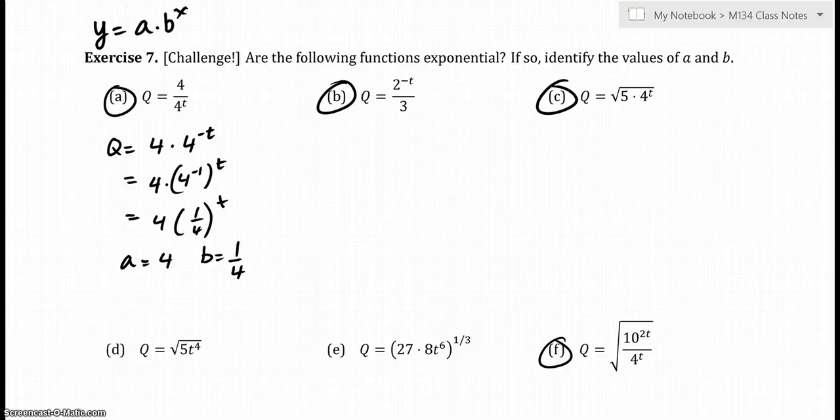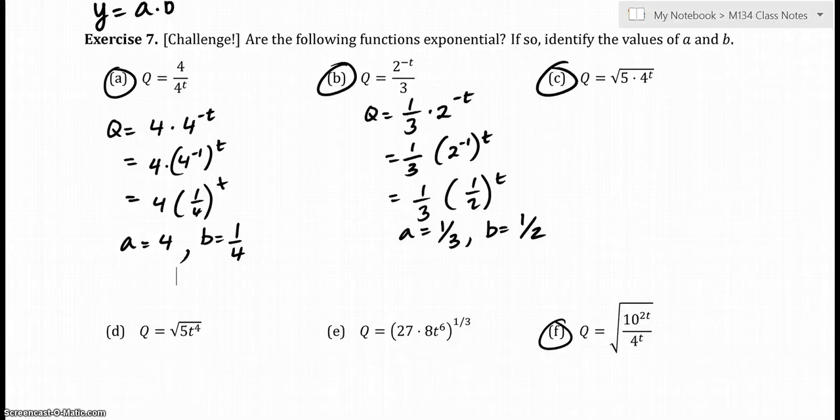So now pause it, see if you can do B. Did you get it? Here's the solution. So I did the same thing. I made 2 to the negative 1 times t, because it's the same thing. Made the 2 to the negative 1 and 1/2. And then clearly now the a is the 1/3 and the b is the 1/2.